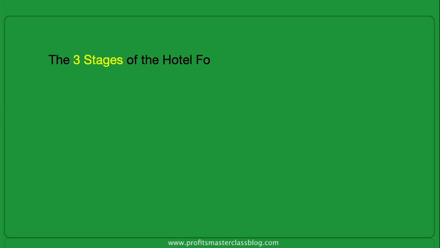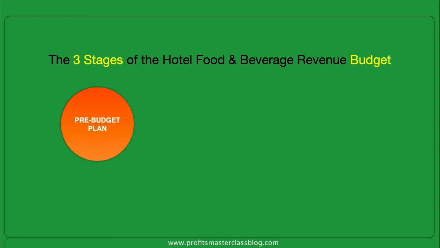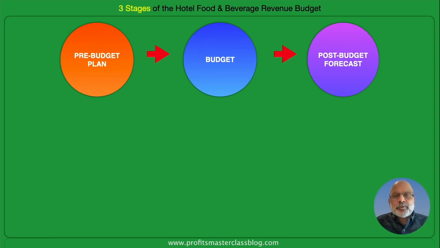Many hotel managers think the revenue process is a straightforward single stage process. It's not. Let's see what the 3 stages are. It begins with the pre-budget plan, followed by the actual budgeting process itself, and a post-budget forecast, which is as important as the other 2 stages. So let's look at the step-by-step approach to this budgeting process.